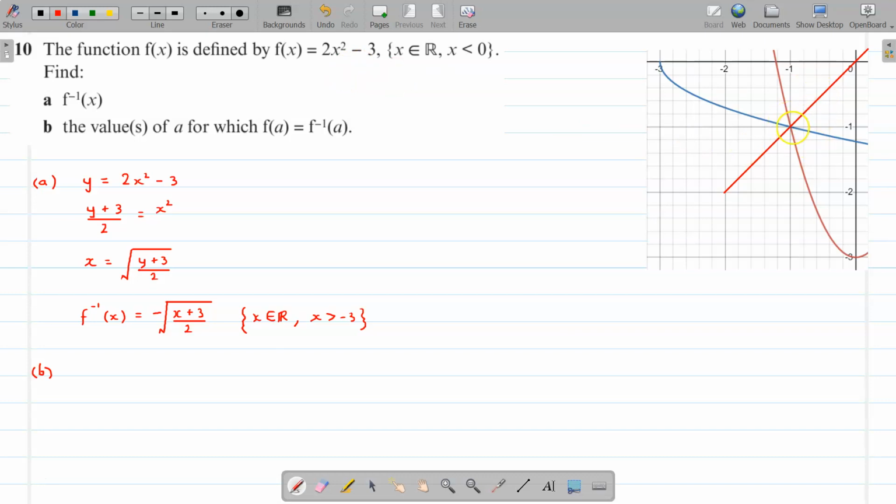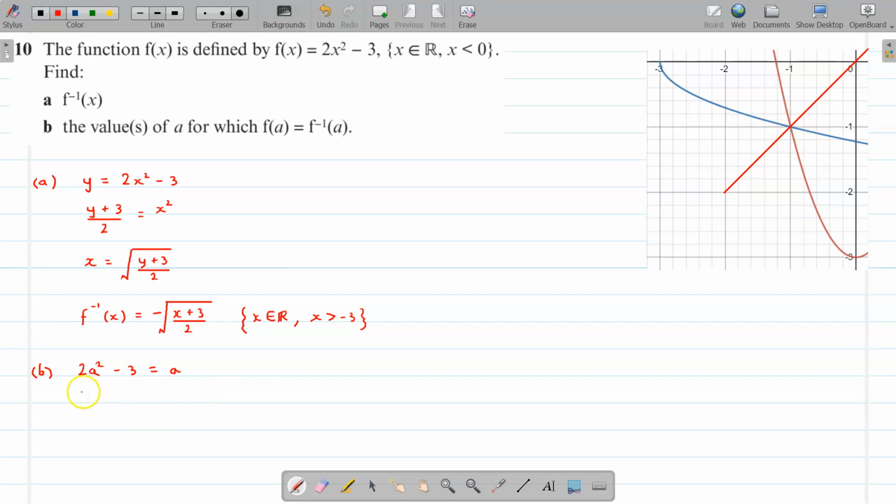But the point is, there's a lot easier way of doing it, because you see at this point here on the graph, all three lines converge. The inverse function, the original function, and the line y equals x. So in fact, all you need to solve is this: 2a squared minus 3 equals a. Yes, because that is the line y equals x, so the x and y coordinates are the same, and they all converge at this same point.